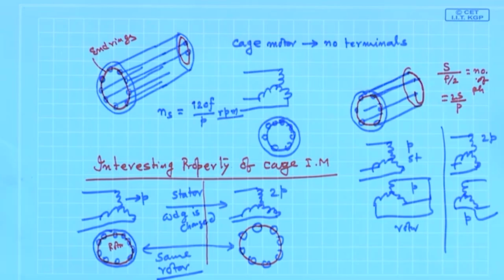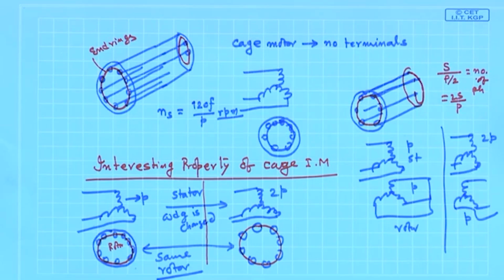Therefore, when the 2-pole stator winding is energized, the synchronous speed is going to be 3000 rpm, and therefore I would expect the motor speed will be close to 3000 rpm, maybe 2950 rpm or so, but close to that.